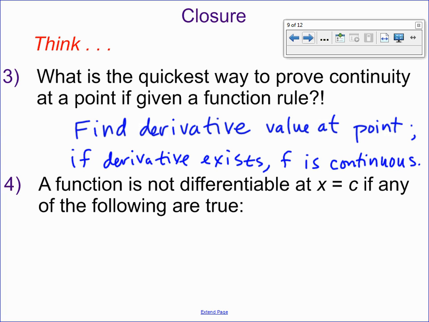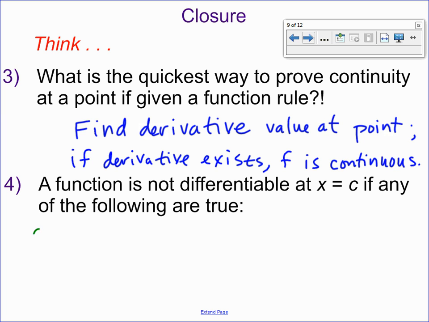Awesome. And lastly, a function is not differentiable at x equals c if any of the following are true. And so we've got lots of things here. What would be one problem for a function to not be differentiable? Michaela? It is not continuous. Yeah, if my function's not continuous, then the function's not differentiable for sure.